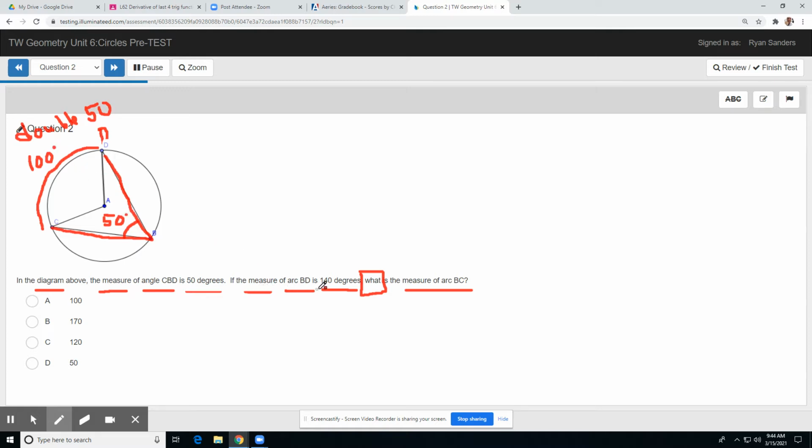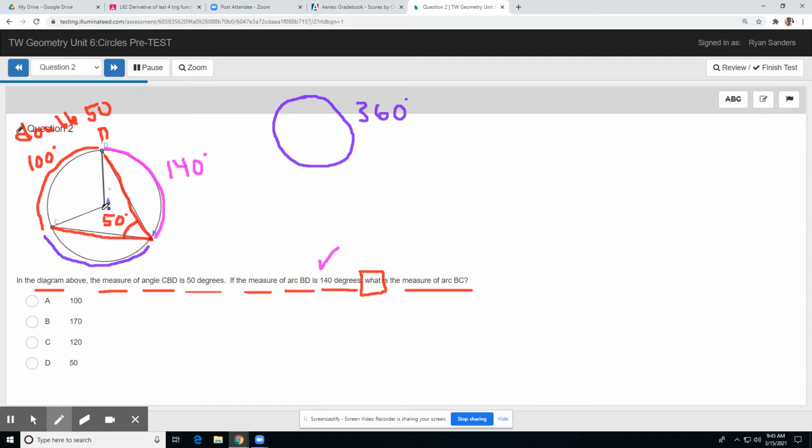If the measure of BD is 140 degrees, arc BD, very careful, arc, angle, so we don't confuse those. The arc BD, I'll change colors. This arc right here from B to D is 140 degrees. Check. What is the measure of arc BC? So they want this arc right here, BC. Notice that all my colors on the outside make an entire circle. So an entire circle is 360 degrees.